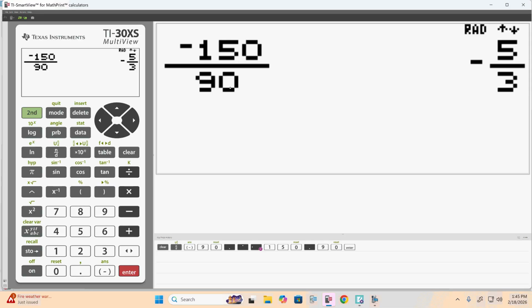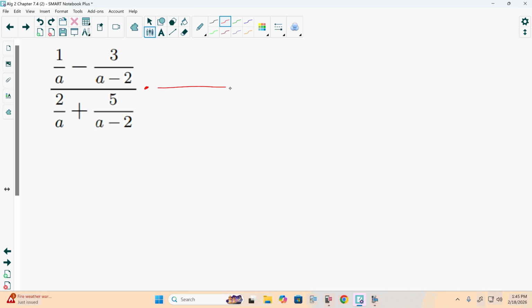It turns out that we got negative 150 over 90. The calculator is going to tell us, yeah, that simplifies to negative 5/3, which is fine. However, if I have an extra factor of a minus 2 on top and bottom, the calculator won't do that for us. We have to factor that back out. So if we can make sure that we don't add any factors in that we don't need, we don't have to take any extras out. Makes it a little bit nicer.